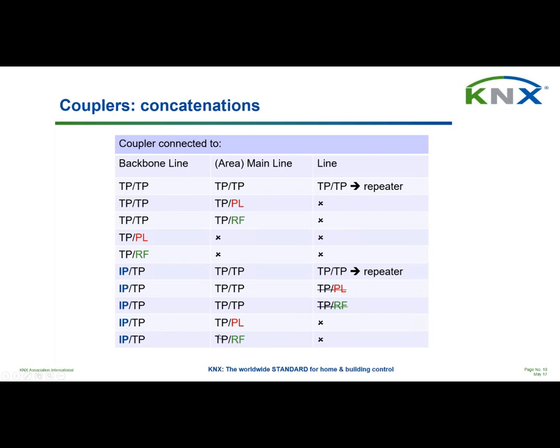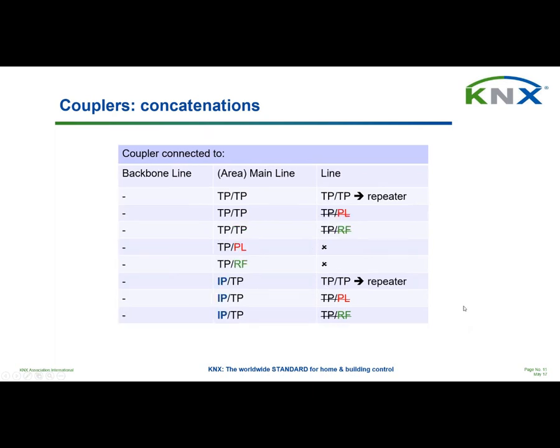So what we have seen here is the same principle that applies again. That is that IP to TP in the backbone combined with TP power line in the main line, well, nothing can be added anymore. It stops there. Okay? So this is actually the overview for an installation where couplers are used in the backbone.